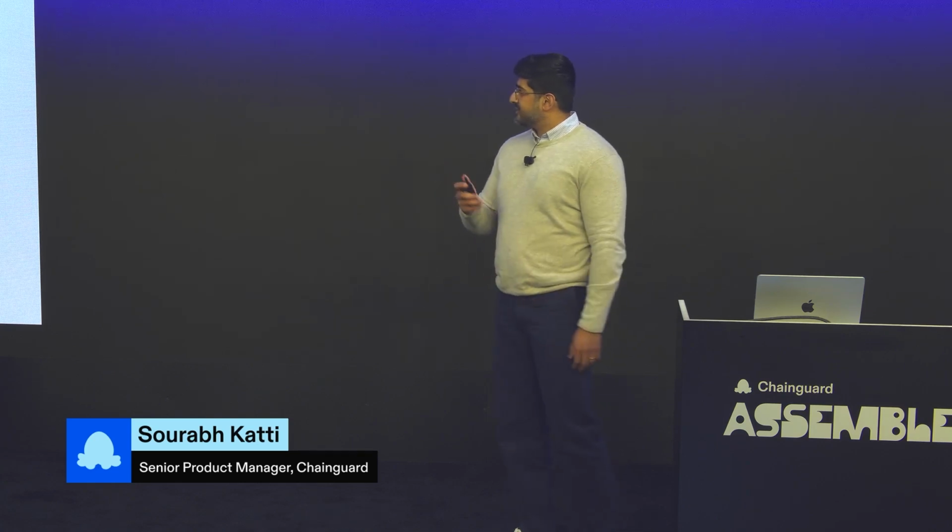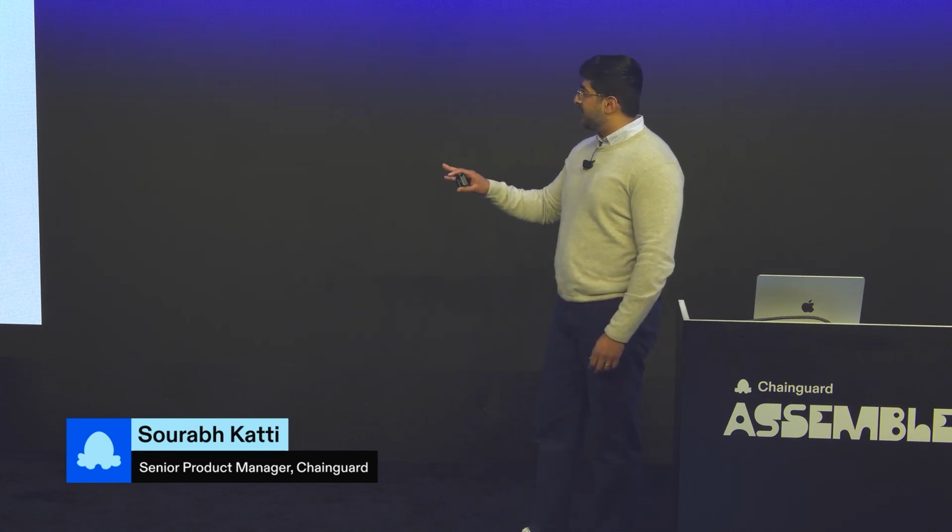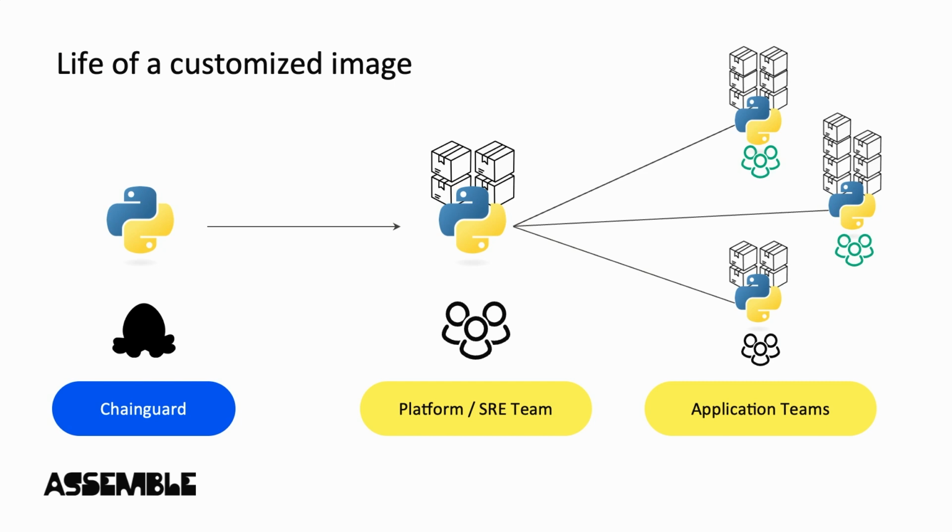So here is the very common deployment pattern that we saw across most of our customers. Every organization is different, and there are some unique traits to how an image gets customized and deployed. But largely, this was the pattern that we saw. So we're going to use a Python image as an example here. At Chainguard, we produce a Python image that's minimal, with 0 CVEs, and hardened.